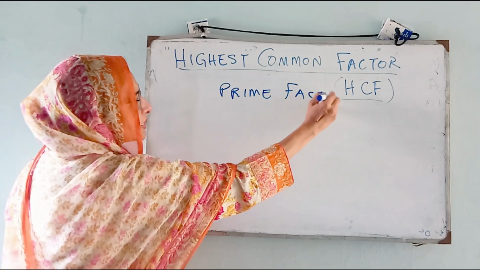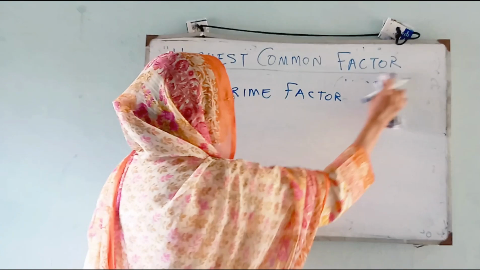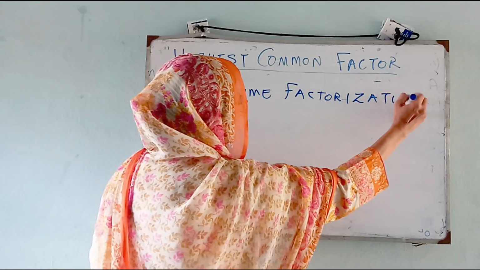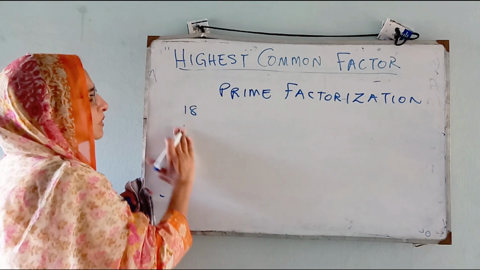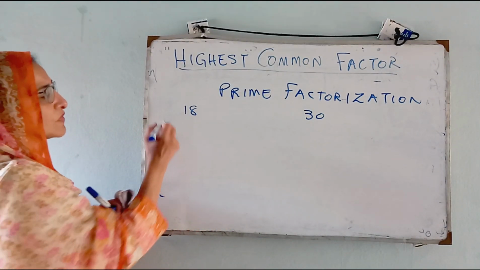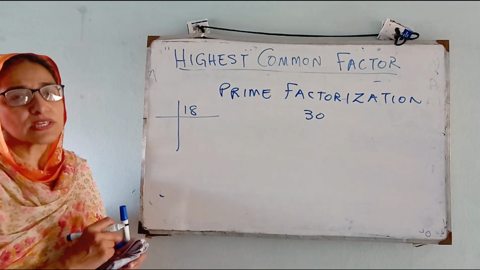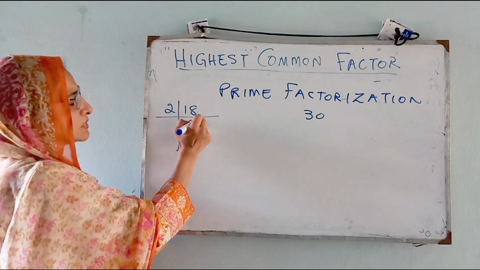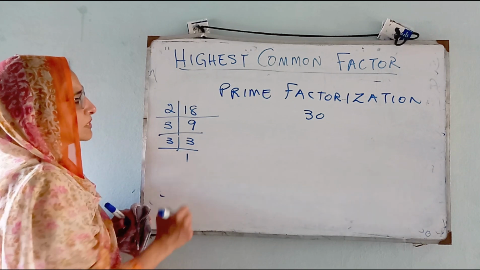The method to find the prime factorization is, for example, we have 18 and 30. Let's take these two numbers, 18 and 30. So prime factorization means that we have to divide this 18 using the prime numbers. So we know that 2 9s are 18, 3 3s are 9, 3 1s are 3.